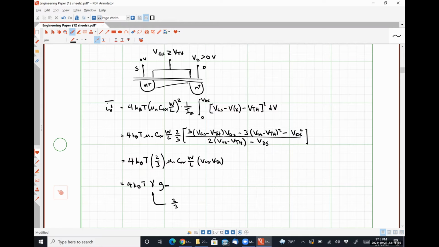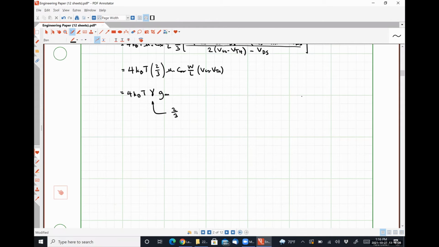So this represents our noise in our channel flowing from the drain to the source. We would model it as part of our transistor model. Here's our gate, here's our drain, down here is our source. And so we're going to put it between our drain and our source like so. So here is our drain current spectral density, 4 kBT gamma.